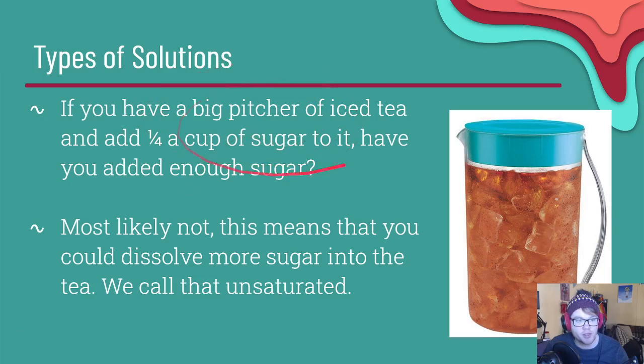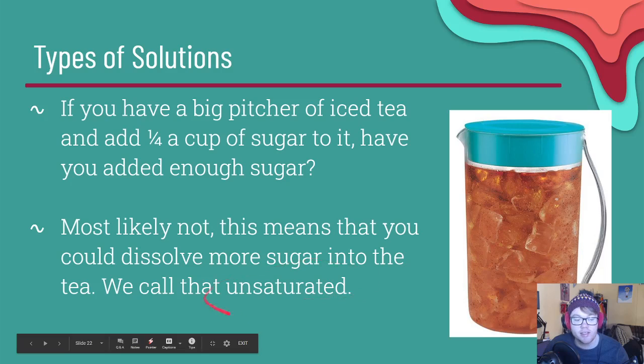But let's say you have a big pitcher of iced tea, and you add 1/4 of a cup of sugar to it. Have you added enough sugar? Well, most likely not. You could probably dissolve more sugar into the tea. And if it's real Southern sweet tea, it should be super sweet to an almost disgusting level. So no, probably haven't. When you have a solution where more solute could be added to a given solvent, we call that an unsaturated solution. It is not saturated.